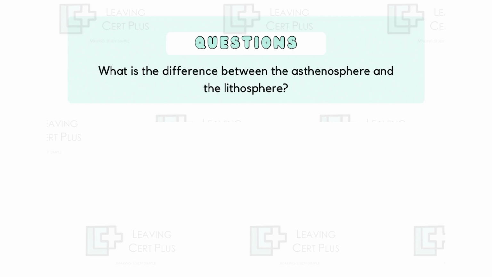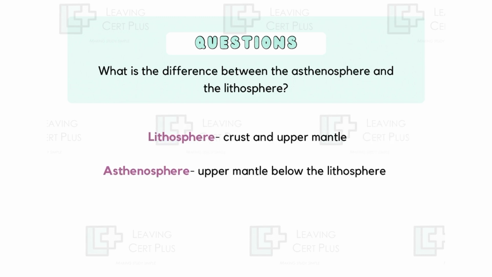Right, just to tie up and finish this lesson, I've got a couple of quick recap questions. The first one is: what is the difference between the asthenosphere and the lithosphere? Take 10 seconds. The lithosphere is the crust and the upper mantle, and your asthenosphere is the upper mantle below the lithosphere, and this is where your convection currents are at play.